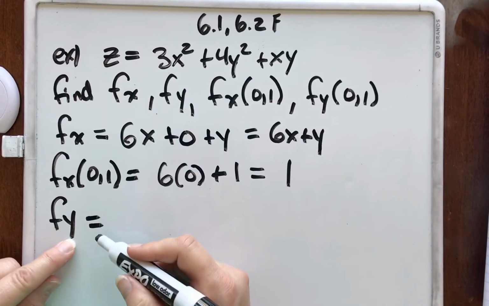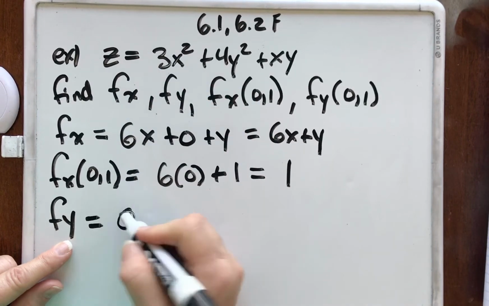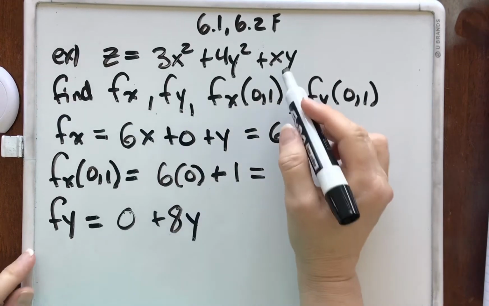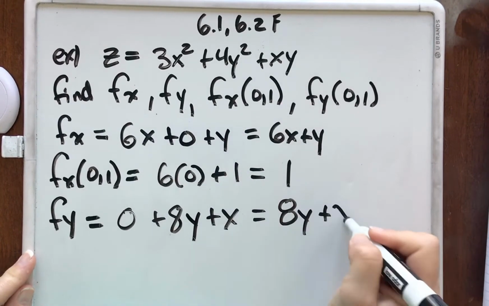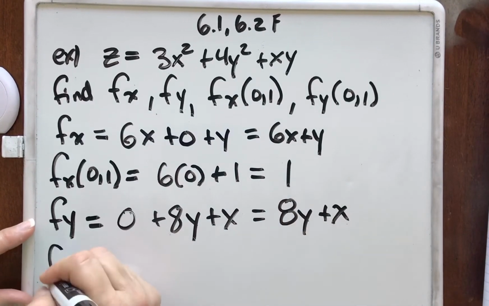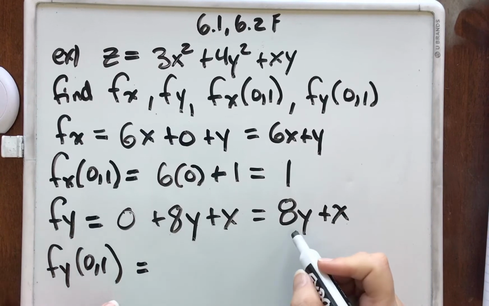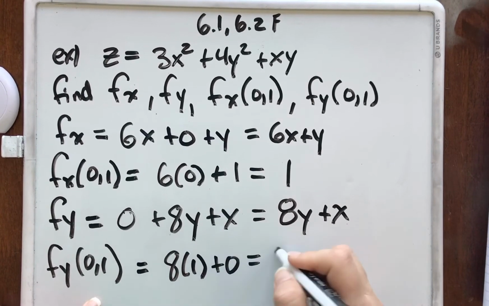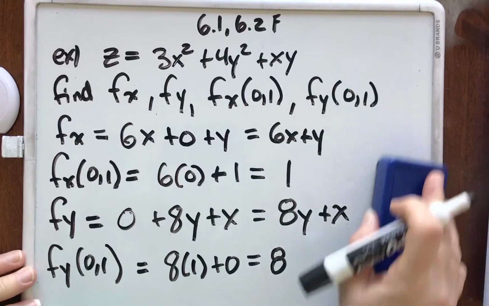Okay, y is the variable. We look over here, this is constant, so that's just 0. Y is the variable. We have 8y. Y is the variable plus x. So we have 8y plus x. Now we're going to find the value at the point. By putting the point in, y gets a 1 and x gets a 0. 8. Very good. Okay, let's go a little bit more.